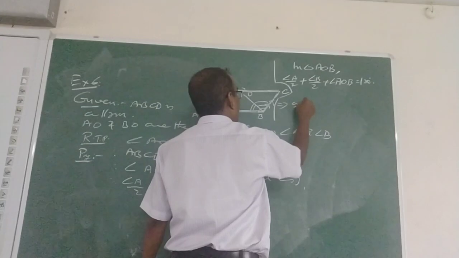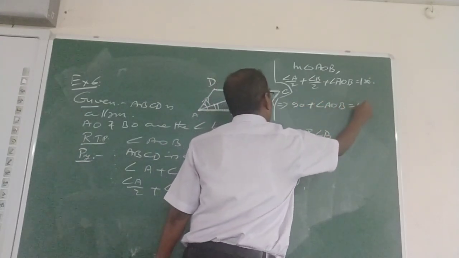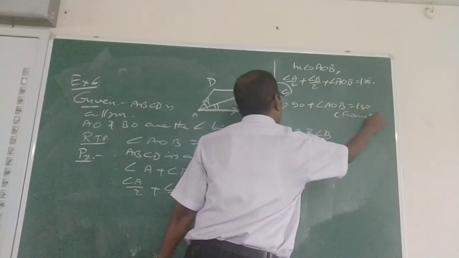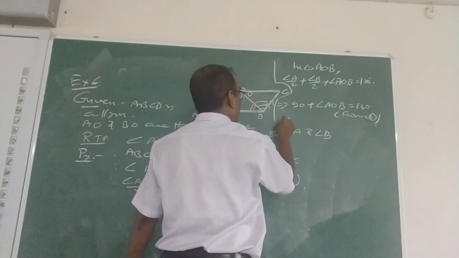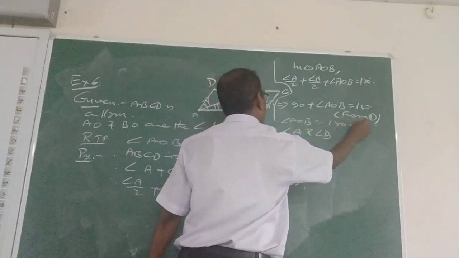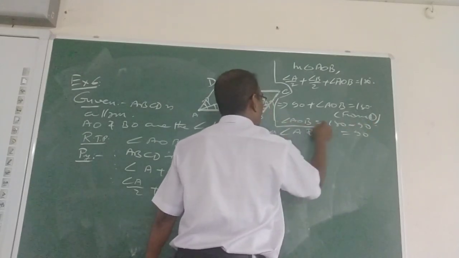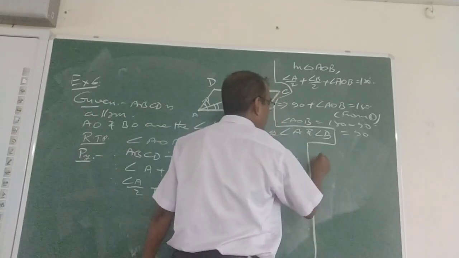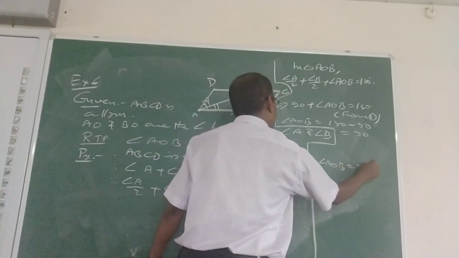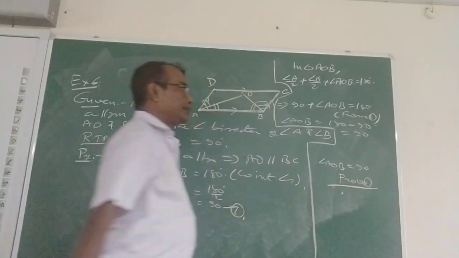Angle AOB plus angle AOD is equal to 180, right, from 1. Therefore, angle AOD is equal to 180 minus 90, which is equal to 90. Therefore, angle AOB is equal to 90 degrees, hence it is true.